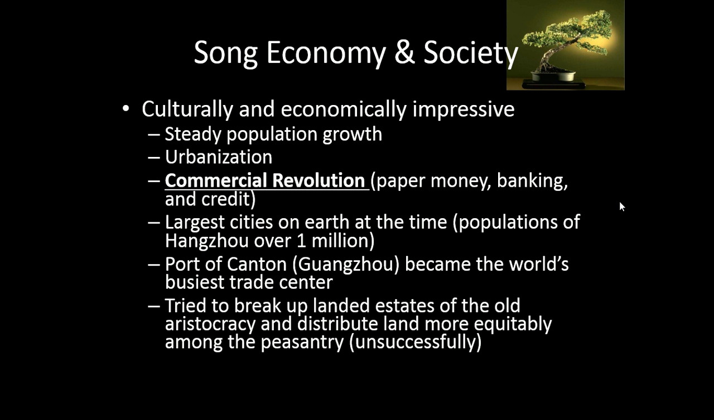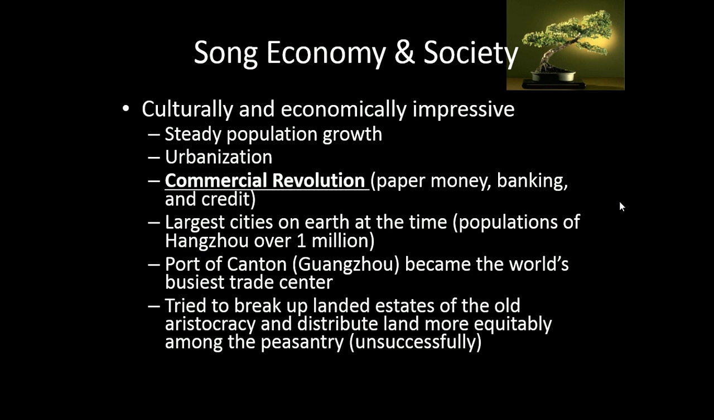The commercial revolution that they undergo in order to achieve this kind of amazing economic growth is backed by paper money, which is invented in China along with paper itself. They'll also invent a banking system and credit, which they refer to as flying money. The largest cities on earth are all in China at this time, maybe with the exception of Baghdad, which was also pretty large, but not really anywhere very close to Hangzhou, which has over 1 million people in it.